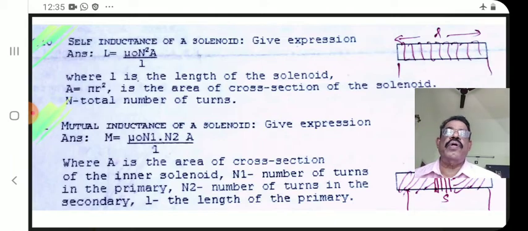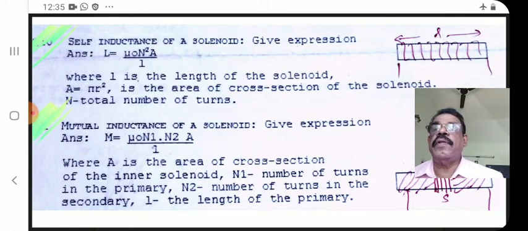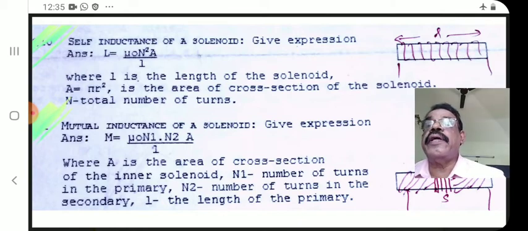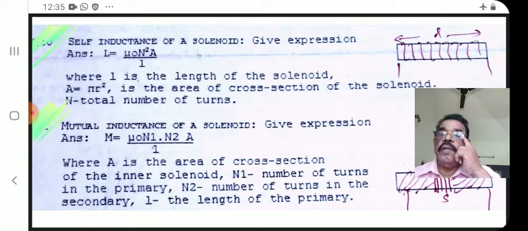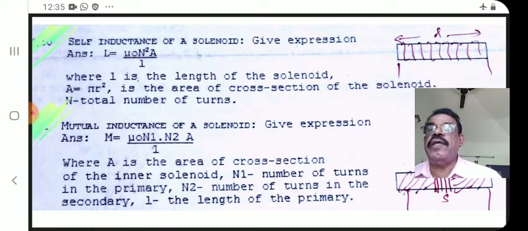What is a solenoid? A long coil wound on a former is called a solenoid. In the figure, a solenoid is shown, l is the length. When a current is passed, it has some inductance, and energy is stored in it. The solenoid has inductance given by the relation L is mu 0 n square A by l.